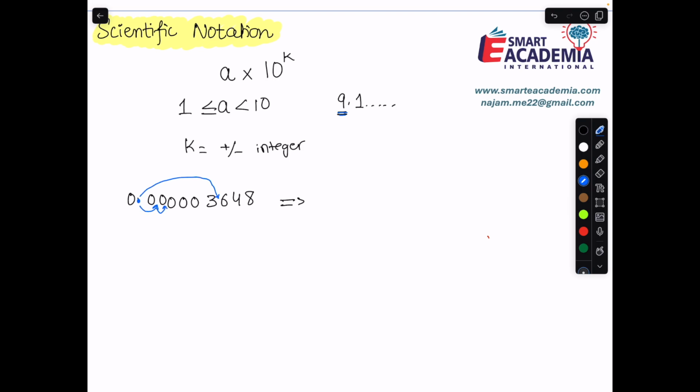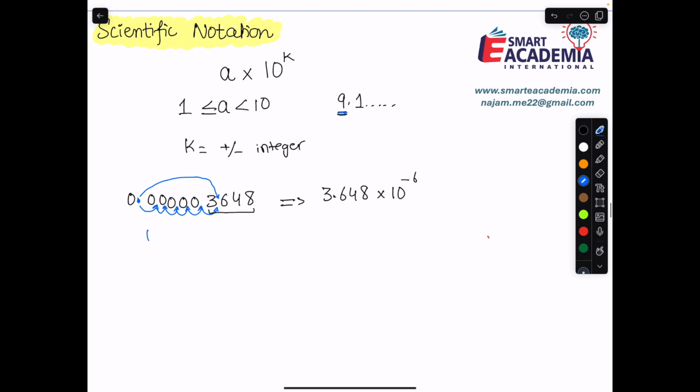That's 1, 2, 3, 4, 5, and 6. So I can write that as 3.648. I just used the same digits after, and the number of times my decimal has jumped is what the k is all about. In this case, it's going to be -6.